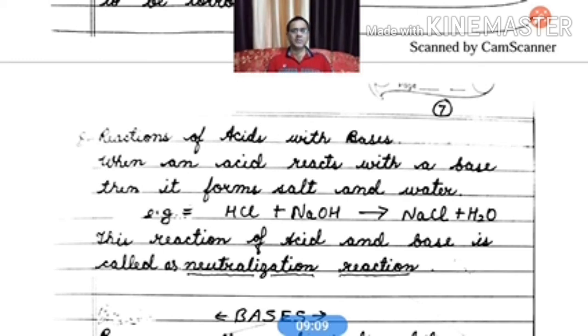This is all about the acids which is in your syllabus. Now in the next session we will study the bases. Now you revise and learn the properties of acids nicely. Thank you.